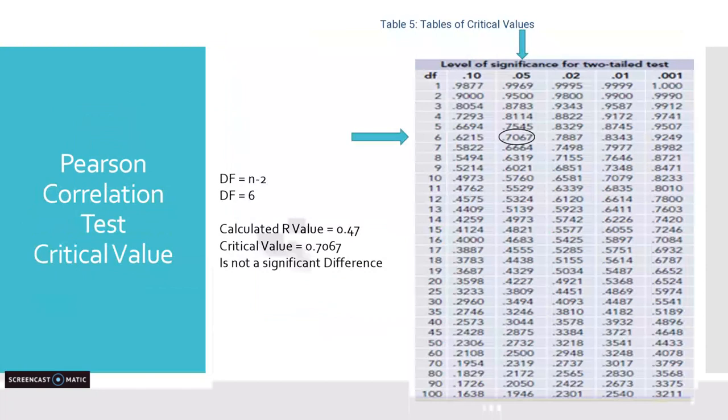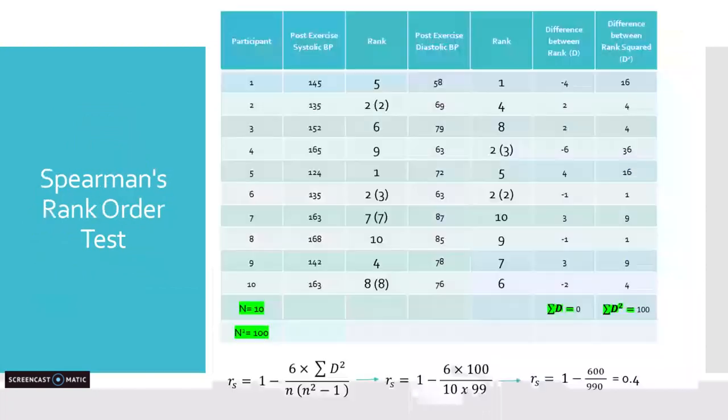So you get the degrees of freedom, then go along to the level of significance, and it gives you in the table 0.7067. And because that is above 0.05 as our p-value, it shows that our R value shows there isn't a significant difference in the data.